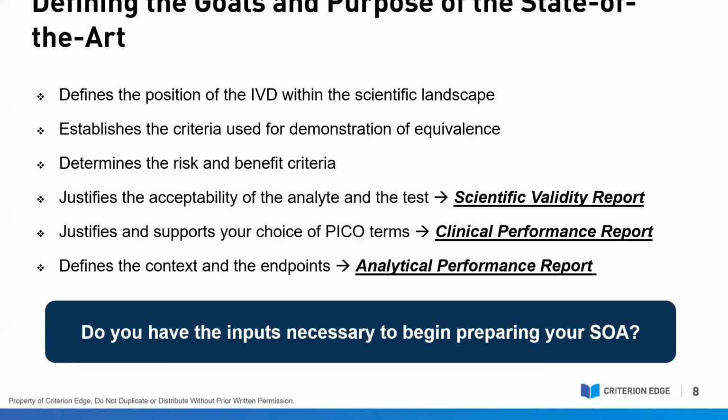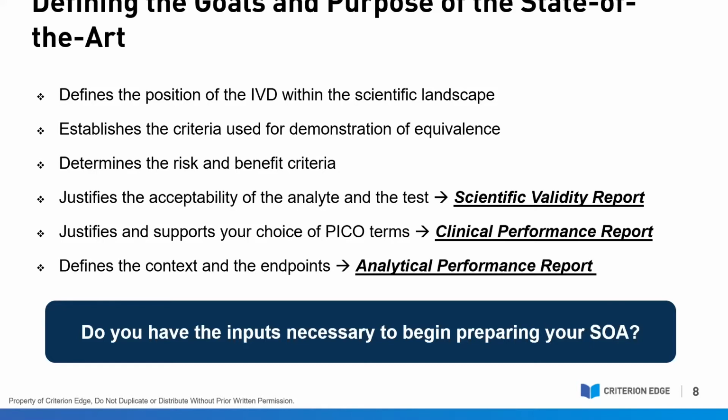Now, we're focusing on the SVR today, but keep in mind, the goal of the PER is to effectively demonstrate scientific validity, clinical performance, and analytical performance of the IVD. And as you mentioned in the poll, there is a lot of concern with how do you integrate these three standalone approaches? How do they all fit into the larger scope of the PER? The SOA is that link that's going to connect each of these independent reports, largely by providing clarity about the purpose of your IVD, where it's positioned within the scientific landscape, and then the standards by which you will measure safety and performance.